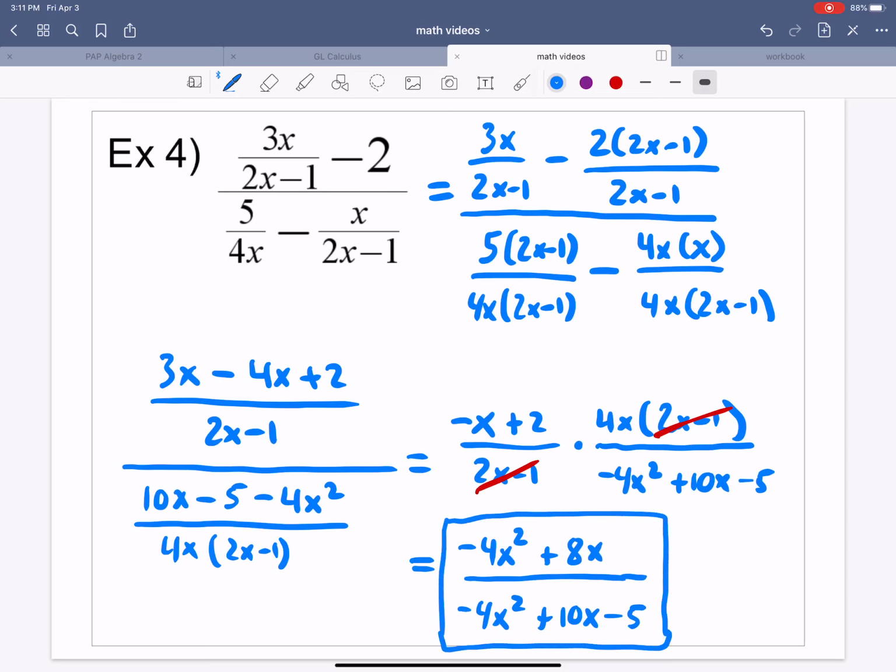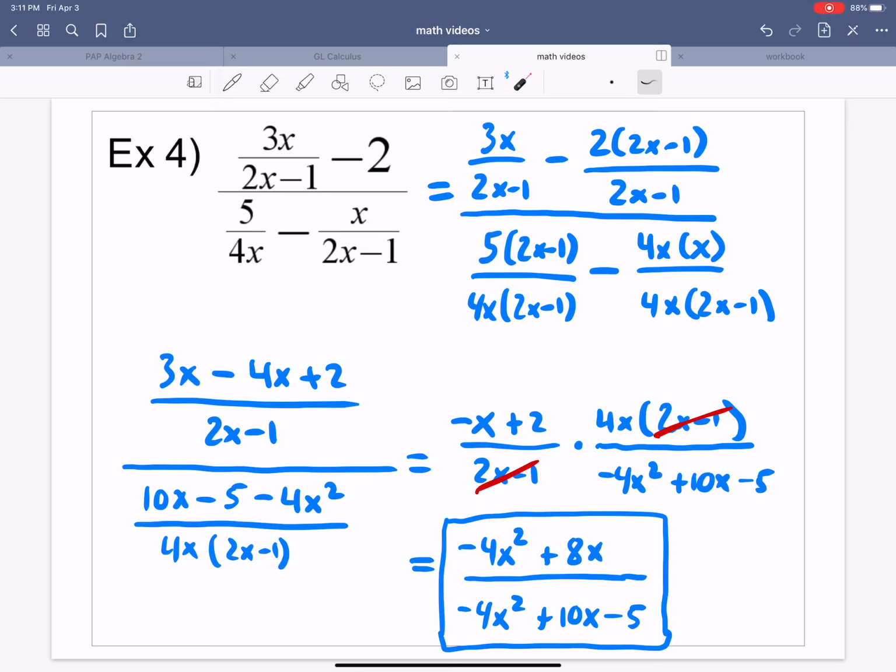Now, don't take the bait. Do not take the bait and see, oh, negative 4x squared, those have to cancel. Remember, they do not cancel. It's part of an addition or subtraction problem, so it's all or nothing. You cannot cancel that, okay?